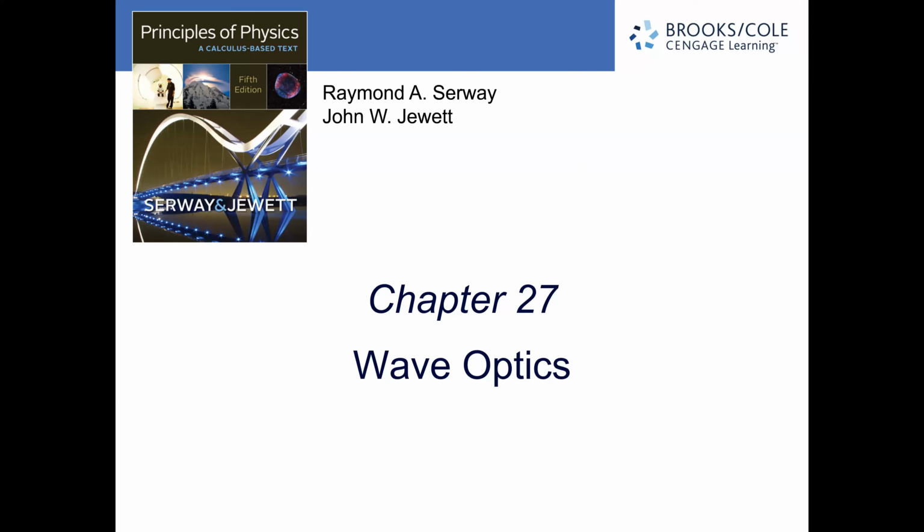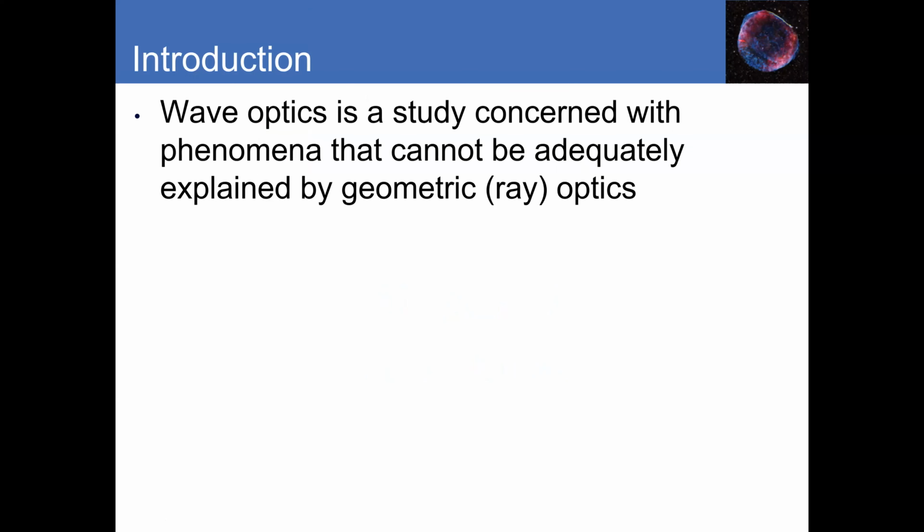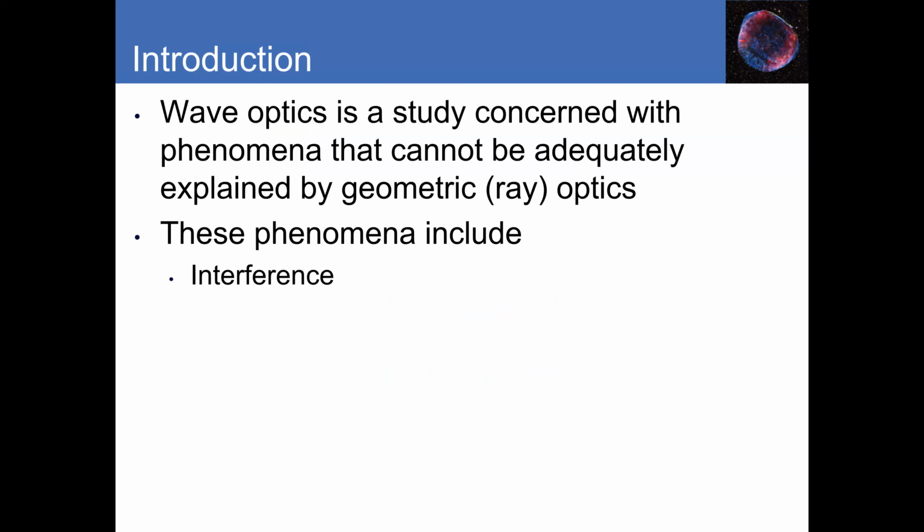All right, everyone. Chapter 27, Wave Optics. So we're going to go back to the wave properties of light and try to understand some of the things that cannot be explained with geometric optics. Ray diagrams are very useful for mirrors and lenses, but there are other things that we can look at, like interference or diffraction, that cannot be explained with geometric ray optics. That means the ray diagrams or ray model is not very useful for interference and diffraction.